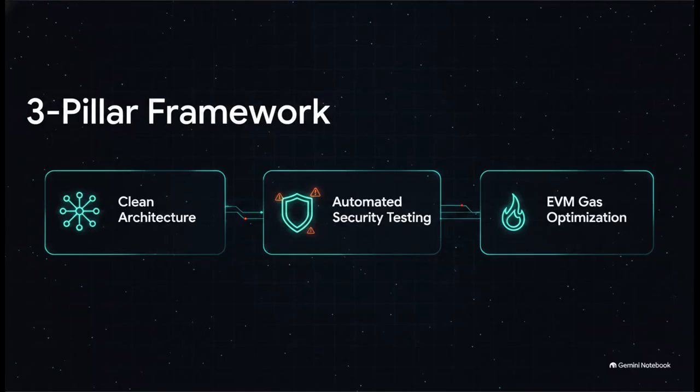Okay, so to stop writing vulnerable code, we really need to adopt this three-pillar framework. It focuses squarely on clean architecture, automated security testing, and EVM gas optimization. Because look, we aren't just trying to get the code to compile here. We are engineering it to survive in the highly adversarial environment of the blockchain, where, as you know, even a tiny vulnerability carries a massive financial price tag.